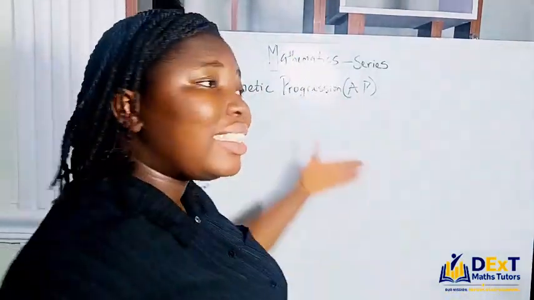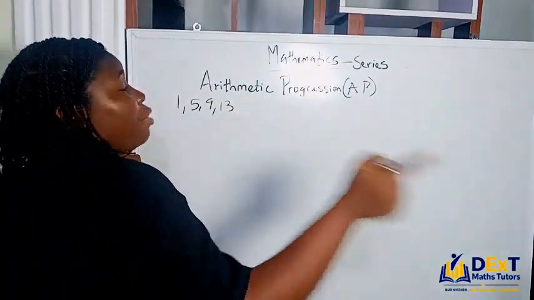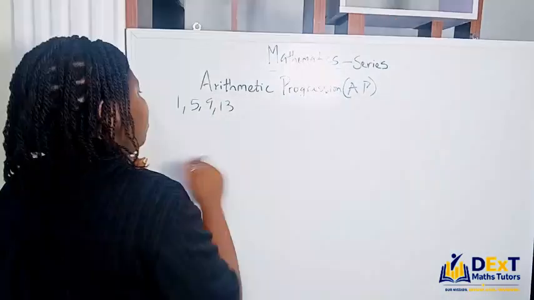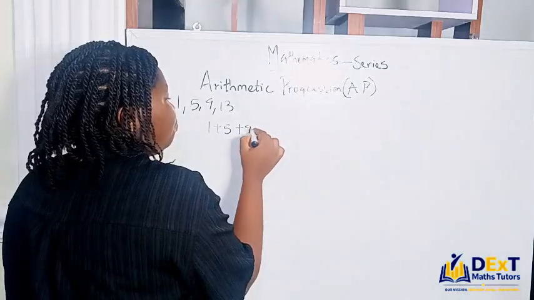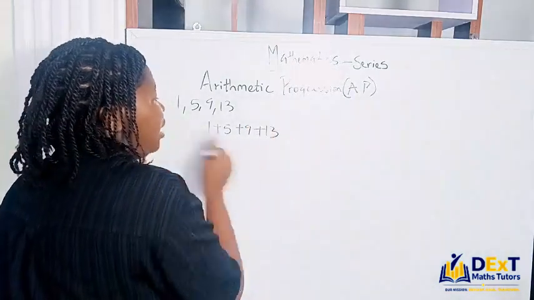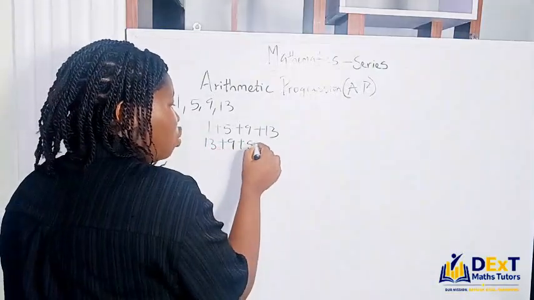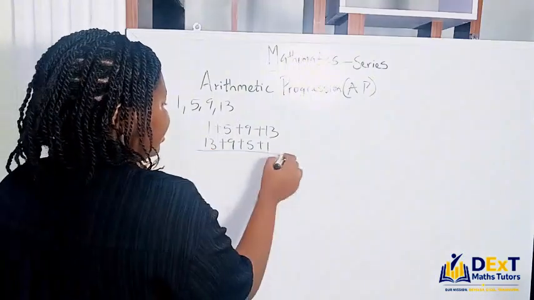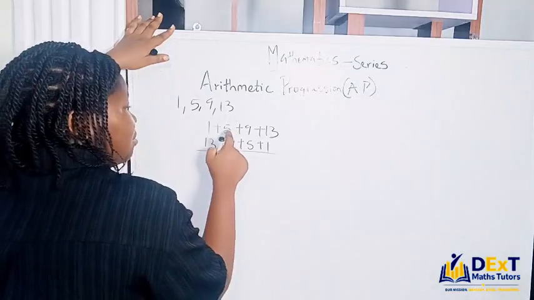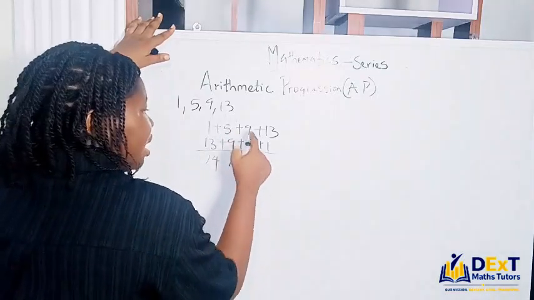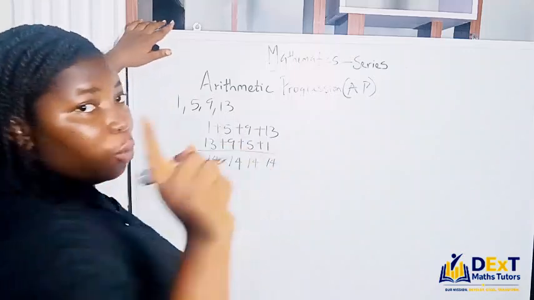To derive the formula, let's start with the same set of numbers we used when we were dealing with sequence. One of the things we want to do is add this forward and add this backward. So we have 1 plus 5 plus 9 plus 13. If we add it backward, we have 13 plus 9 plus 5 plus 1. If we add these, 1 plus 13 will give us what? 14. 5 plus 9 gives 14. 9 plus 5 gives 14. 13 plus 1 gives 14. We are going somewhere.